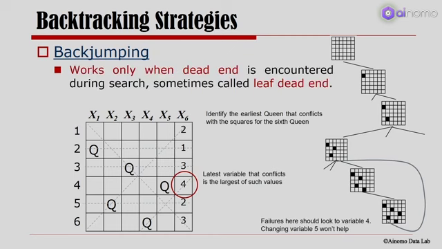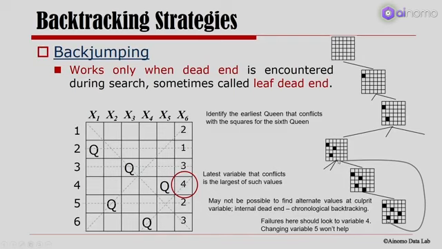Now, back jumping works only when the dead end is encountered during search. That's sometimes called the leaf dead end. If by chance you go there and you are not able to get an alternate value at the culprit variable, in our case the 4th variable itself, that's called an internal dead end. Beyond that point, back jumping only does chronological backtracking.